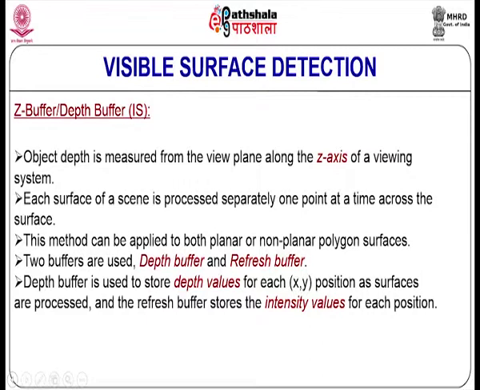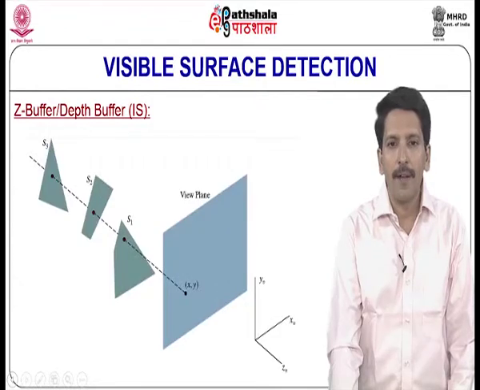Okay. Two buffers are used, one is the depth buffer and the other one is the refresh buffer. The depth buffer is used to store depth values for each xy position as surfaces are processed. The important statement given there for this Z buffer algorithm is: the depth buffer stores depth values, and the refresh buffer, the intensity buffer, stores the intensity values at a given xy position, as we process a frame.